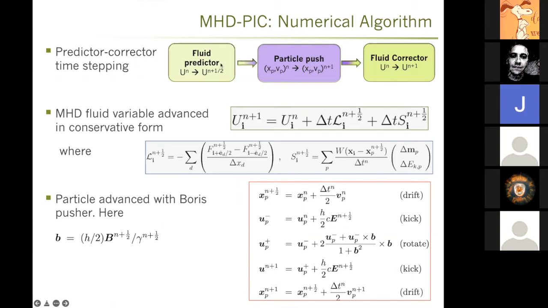You take a half step with the fluid, then you do a full step with the particle push, taking advantage of the fact that you already have the solution at the mid-time level, and then a fluid corrector. And this is how you couple the terms, by using this weight factor in the source term. Particles are updated using Boris's pusher, which is a very traditional method of doing that, which is time reversible, and it has good conservation properties in energy and in phase space in general.